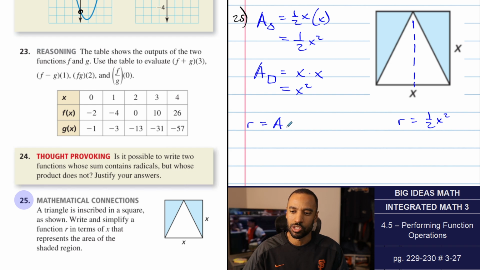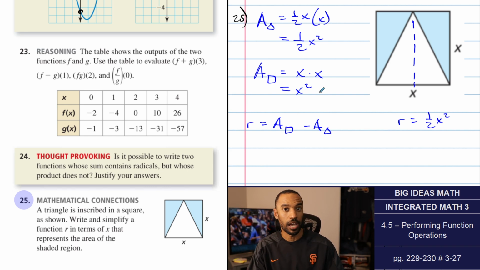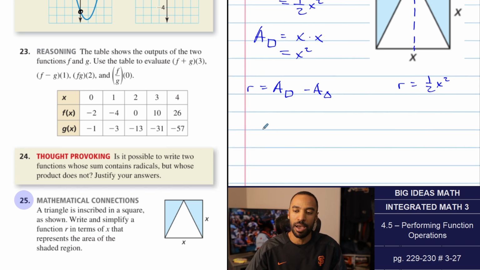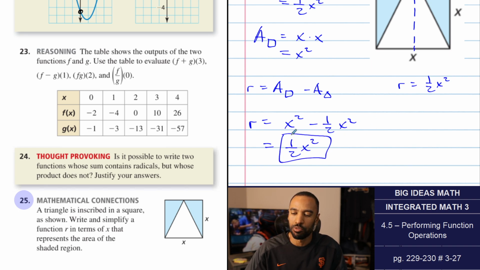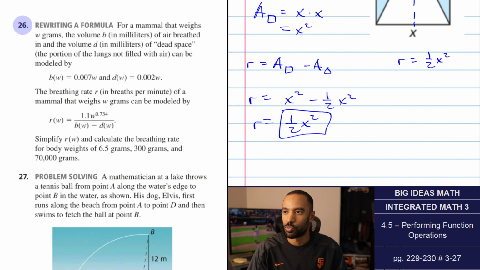So r equals the area of the square minus the area of the triangle. If you wanted to do something specific, you could let the area be f of x and let the triangle area be g of x. And f minus g of x is x squared minus 1/2 x squared, which is 1/2 x squared. Normally I don't use blue for this writing, but there it is. So r is 1/2 x squared. That's what it is.